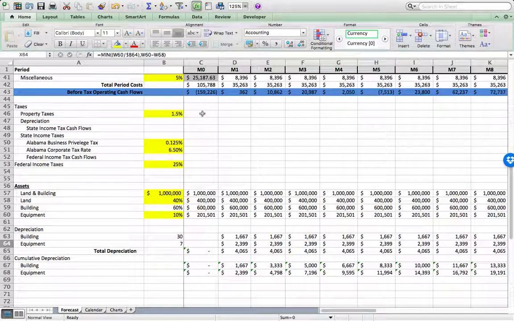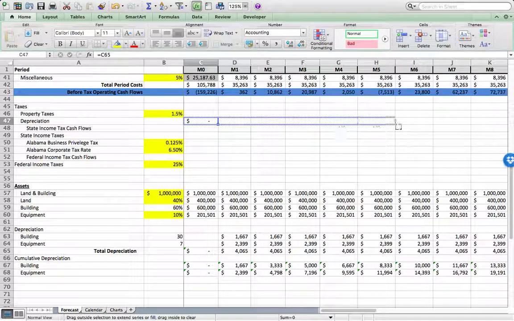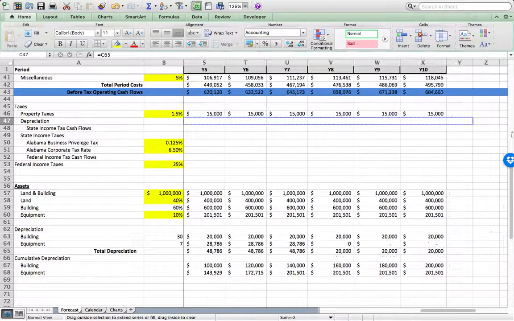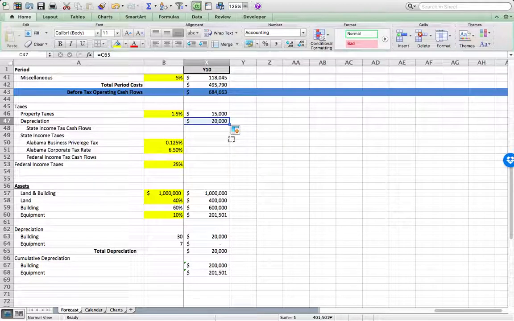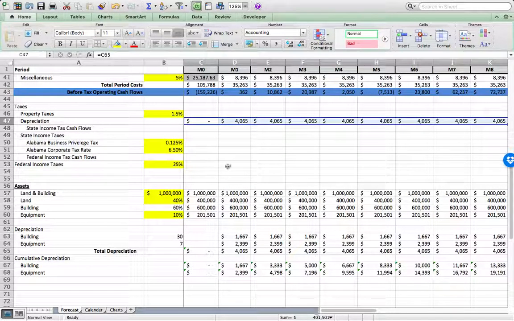We can go in and fill out the depreciations. So we can just make it equal to whatever the totals are up here. Drag that out. Okay. So one of those is a real cash expense, one is not. But yet both of them get deducted for state cash flow purposes, right?